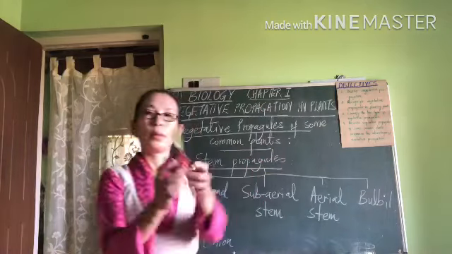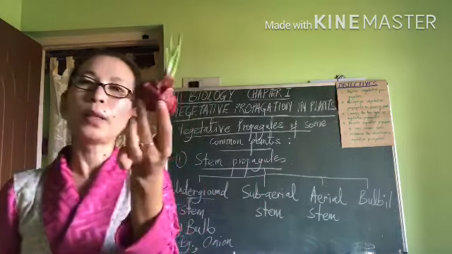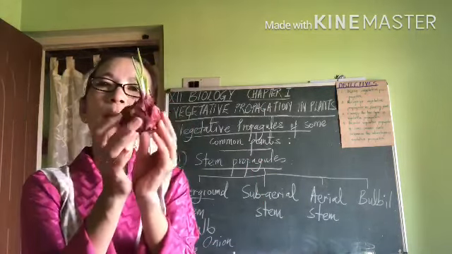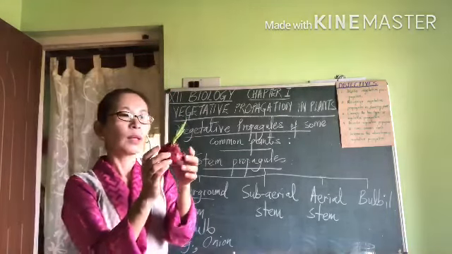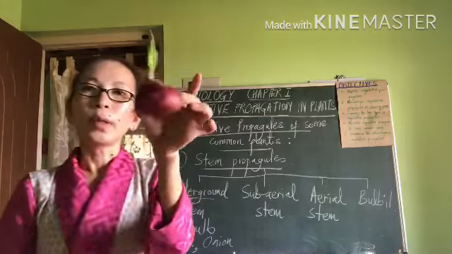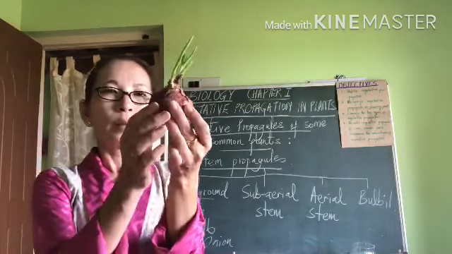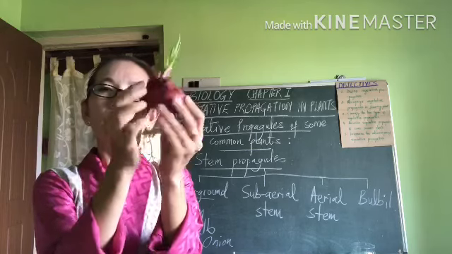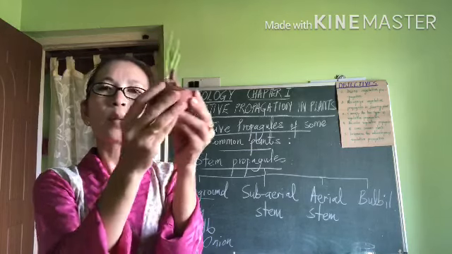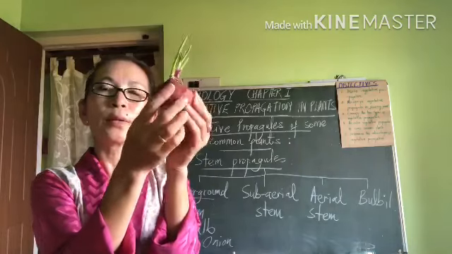So you can see the onion, right? This is a modified underground stem. And if you look into the onion, you can notice some kind of scaly leaves on the outside. So these are protective leaves on the outside, all right?